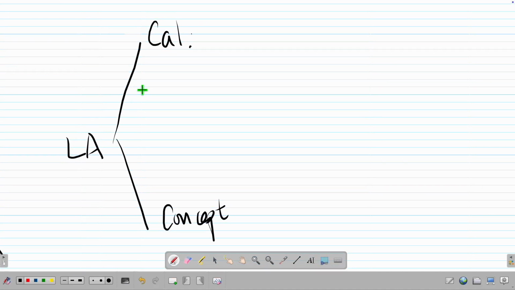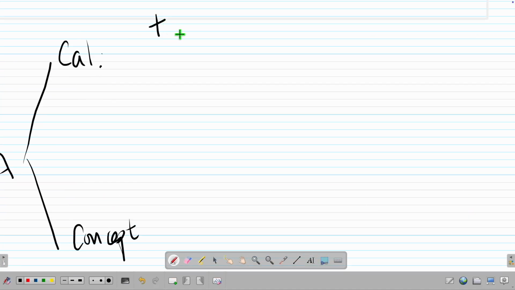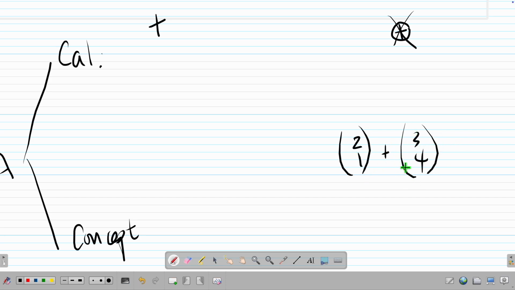In a calculation, you need to know the following. You need to know how to add two vectors. Easy, right? You need to know how to add two matrices. This is addition. That means if you have two vectors of the same size, you add them. Let's say (2, 1) add (3, 4). This is two vectors. You add them, then it will be what? (5, 5). You add the first component and add the second component.